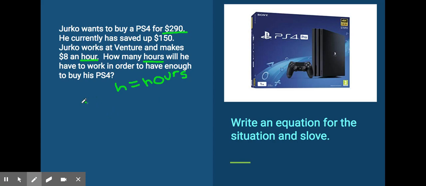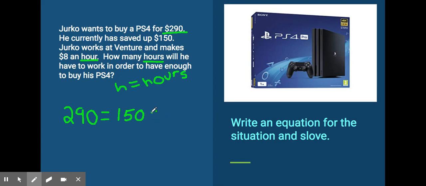We also know that he wants to get to $290. So if that's what he wants to get to, we're going to make sure that whatever we put together for our expression equals 290. Now, what do we know? We know he already has 150 that he's going to use towards it. So he has 150.